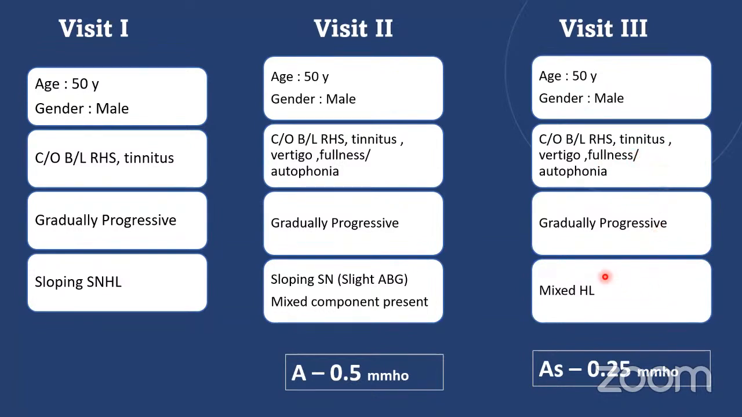Here, audiometry was done and a mixed hearing loss was found with the AS type of tympanogram, that is, the stiffness component has clearly been activated.